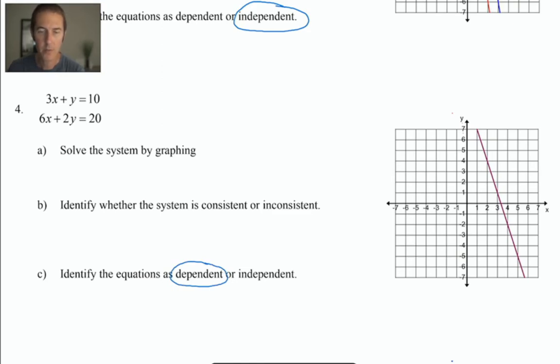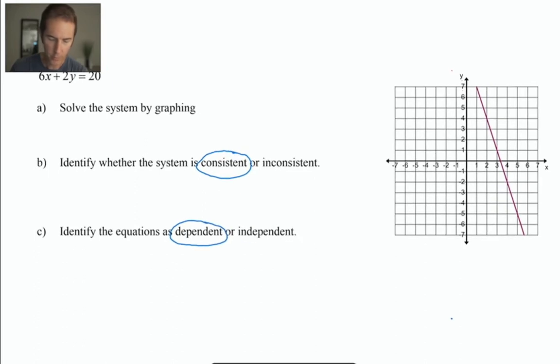Is the system consistent or inconsistent? There's at least one solution. There's at least one point of intersection. In fact, there are infinitely many points of intersection, with those two lines being right on top of each other. And to solve the system by graphing, the solution to this system really is the entire line, or either one of these equations. I would tend to use the first one. You could phrase your solution to this as the set of ordered pairs (x, y) such that 3x + y = 10.